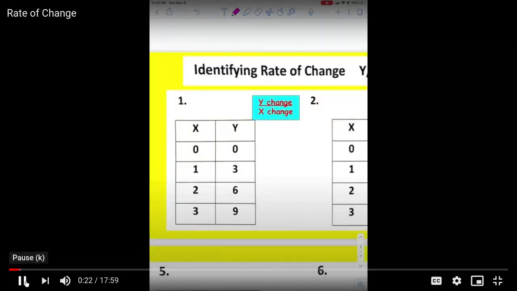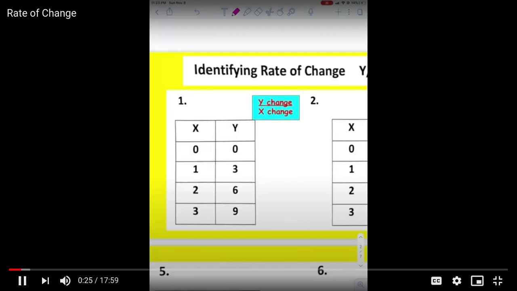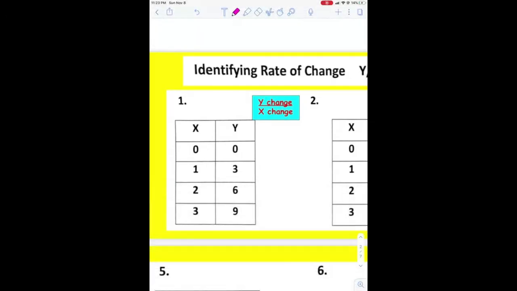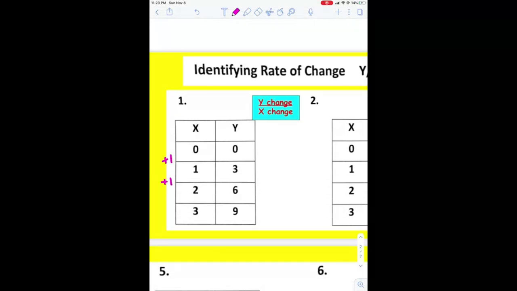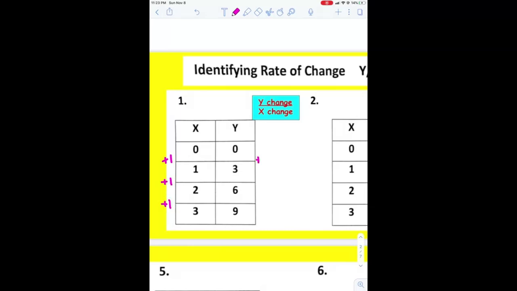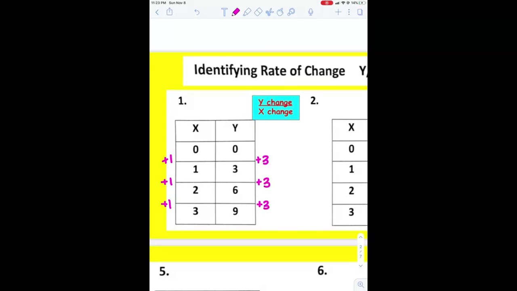So here on my first table, I see that x goes from 0 to 1, and then from 1 to 2, and then 2 to 3. So I see that I'm actually adding 1 each time for x. And over on the y side, I see that I'm adding 3 each time. So I'm going to take the change in y and divide it by the change in x.